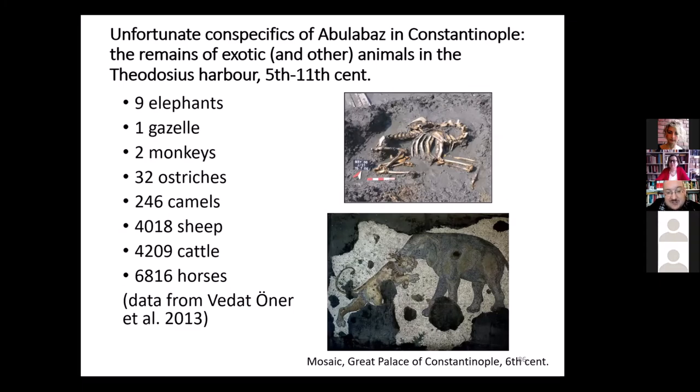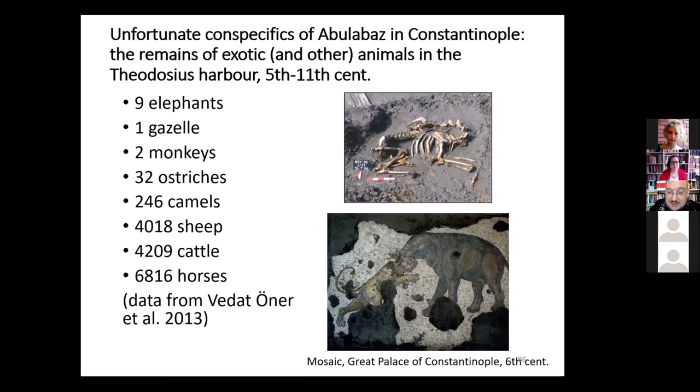And among the thousands of horses, cattle, and sheep, we also find more exotic animals. We find camels, ostriches, monkeys, gazelles, and 9 elephants. So these were unfortunate conspecifics of Abul Abbas, which didn't survive the sea transport and were immediately thrown in the basin. Others of their family would later be found in the zoo of the imperial palace, or maybe even in the hippodrome.